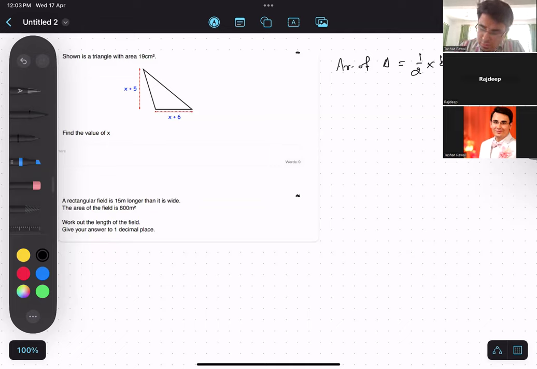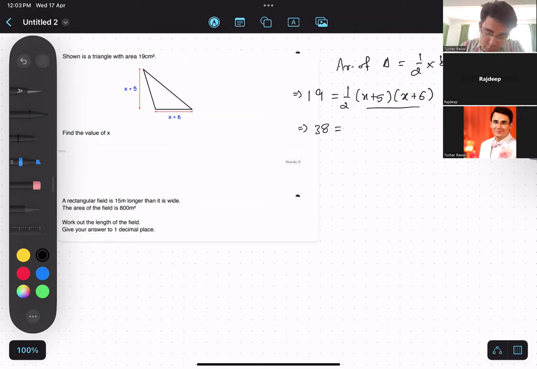So just substitute that. In the area, I will substitute 19 equals to half multiplied by x plus 5 multiplied by x plus 6. Is that clear? So I'll just shift this 2 to the other side, and I will be getting 38.